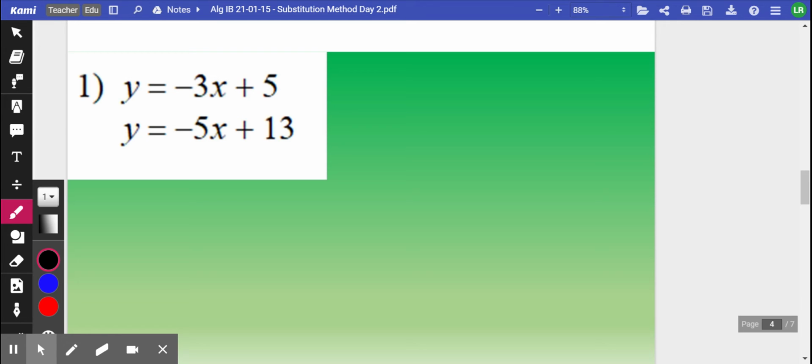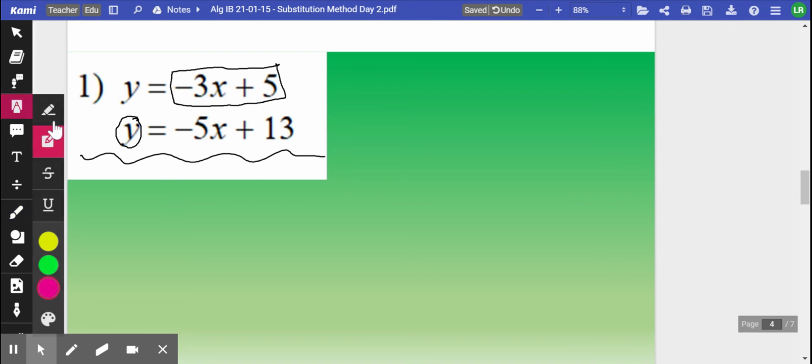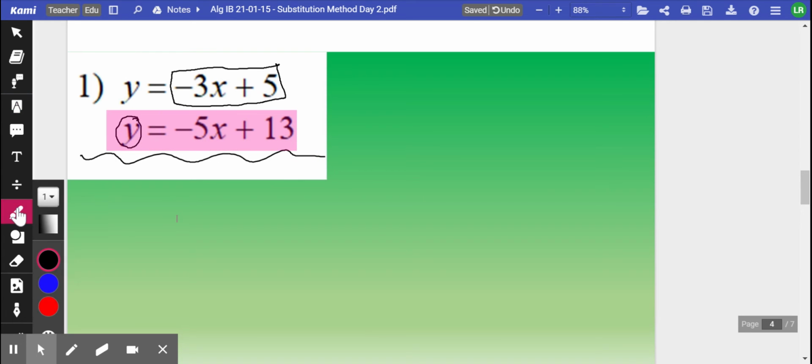So I just need to start by putting a box around one of the solved ones. Okay, so I put a box around that one. It says y equals, so I'm going to circle this y and I'm going to take it out. And I'm going to rewrite this equation, okay? But instead of a y, remember, that's where my parentheses go. Inside the parentheses, I put what's in my box. So negative 3x plus 5.